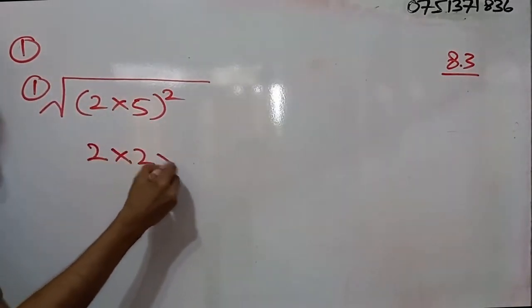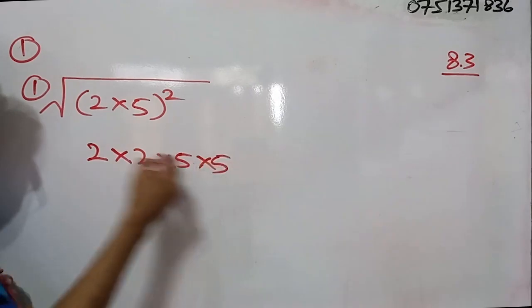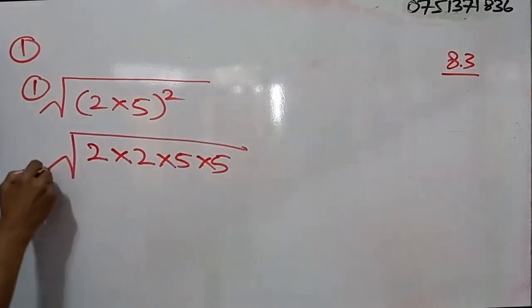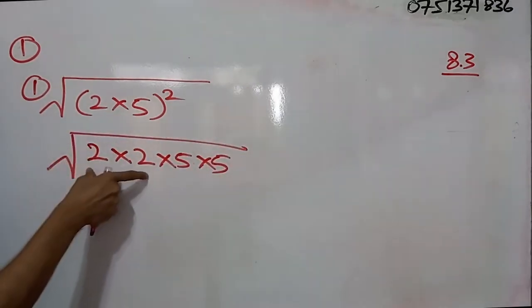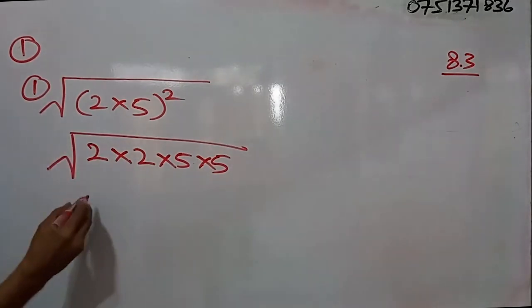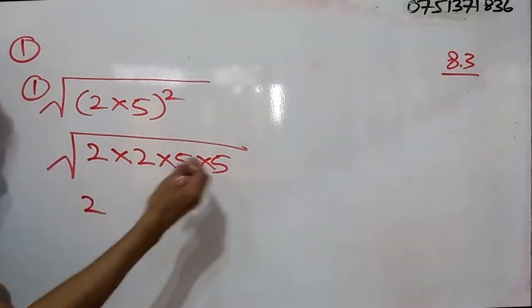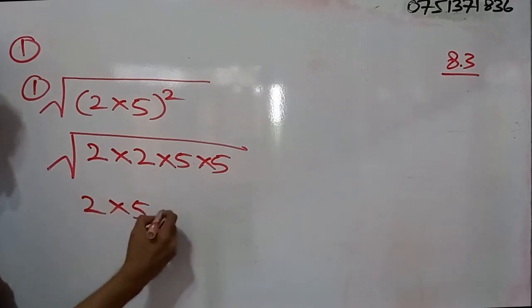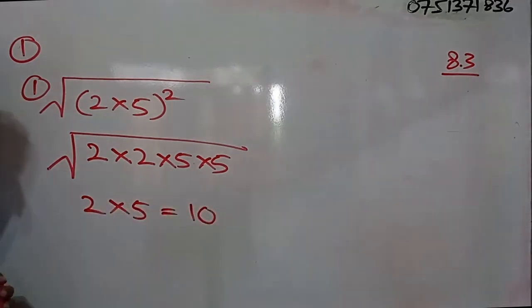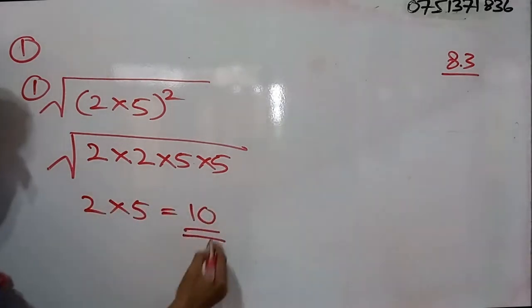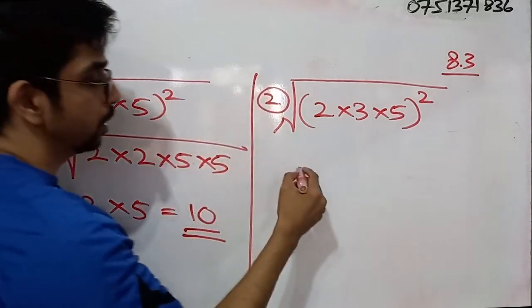Right. So we can write this as what? 2 into 2 into 5 into 5. So we have to find the square root of this. We have 2 pairs of the same number, pick one from each. 2 times 5, what is that? 10. So here the answer is 10.